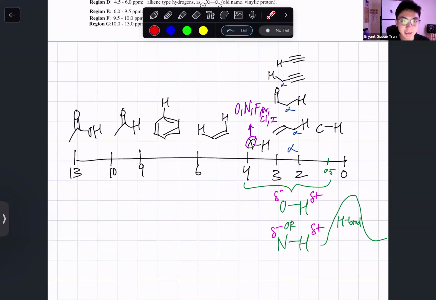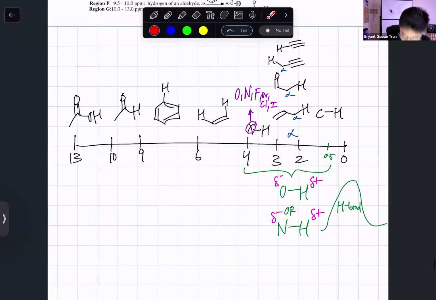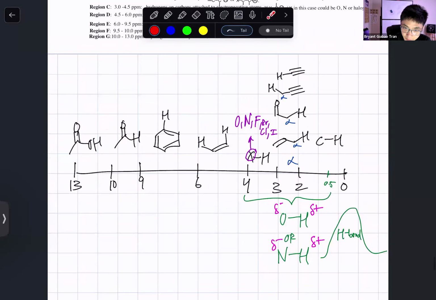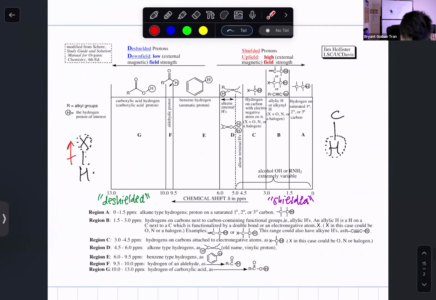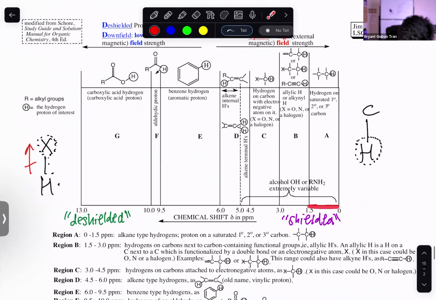Any questions on that so far? And then we'll see that on the practice final. I haven't looked at the practice final yet, but we could go over that. But let's see if it matches up with this. Yep, the regular thing: alpha region, electronegative atom, alkene, benzene, aldehyde, carboxylic acid.